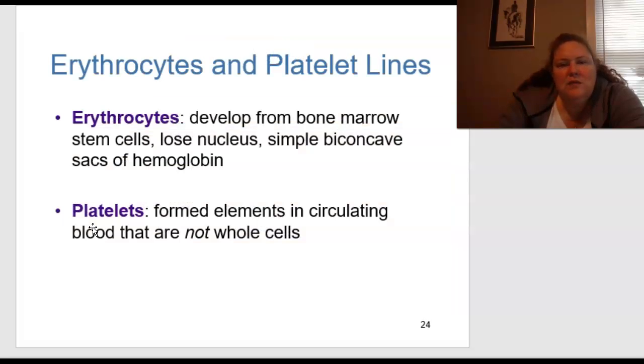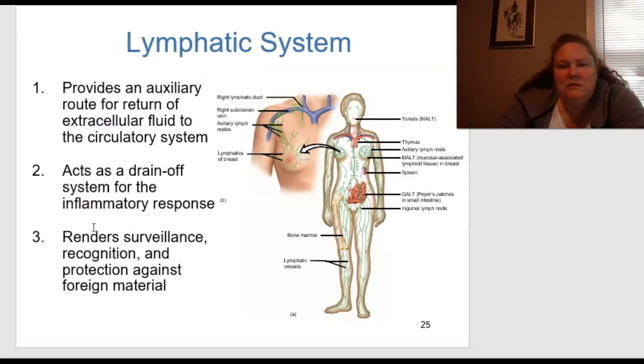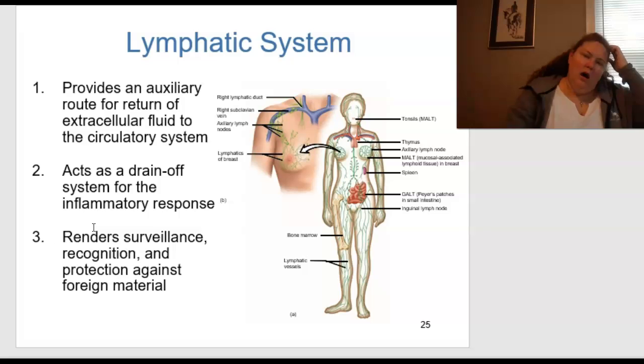With erythrocytes and platelet lines, erythrocytes develop from bone marrow stem cells. They have a loose nucleus, and they are simple biconcave sacs of hemoglobin. Platelets are formed elements in circulating blood, and they are not whole cells. So there's this distinct differentiation.